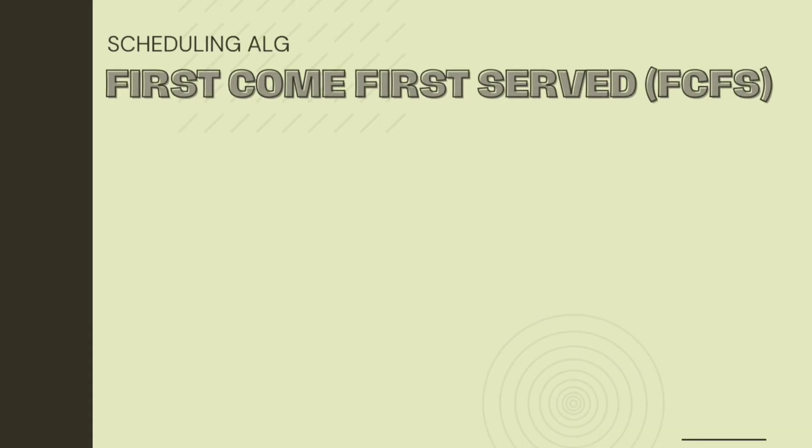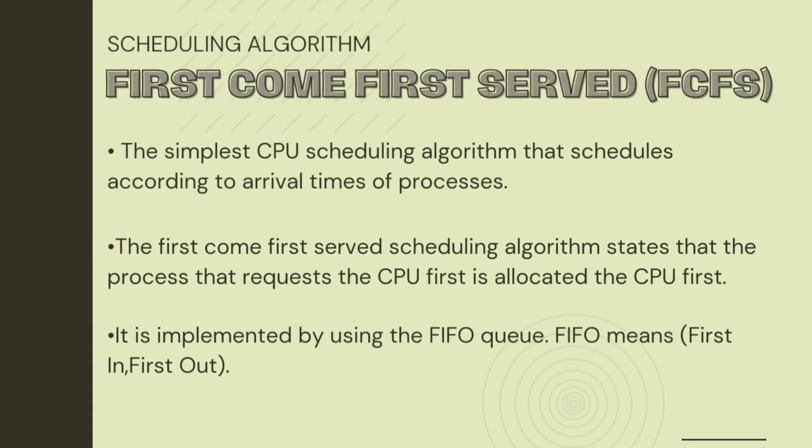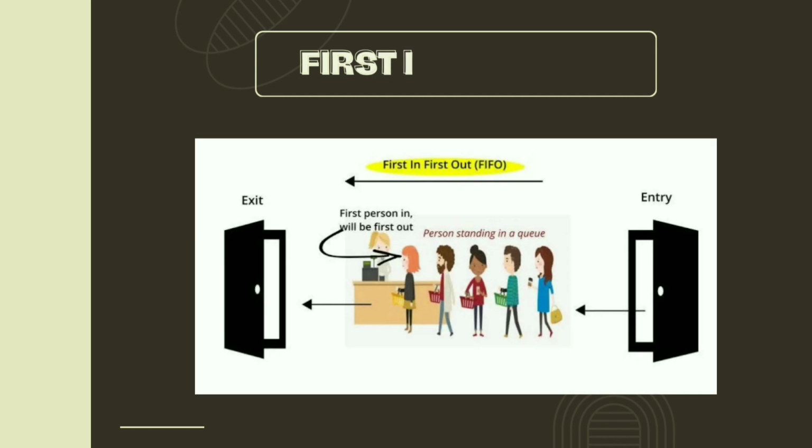The first come first serve scheduling algorithm states the process that requests the CPU first is allocated the CPU first. It is implemented by using the FIFO queue. FIFO means first in, first out.